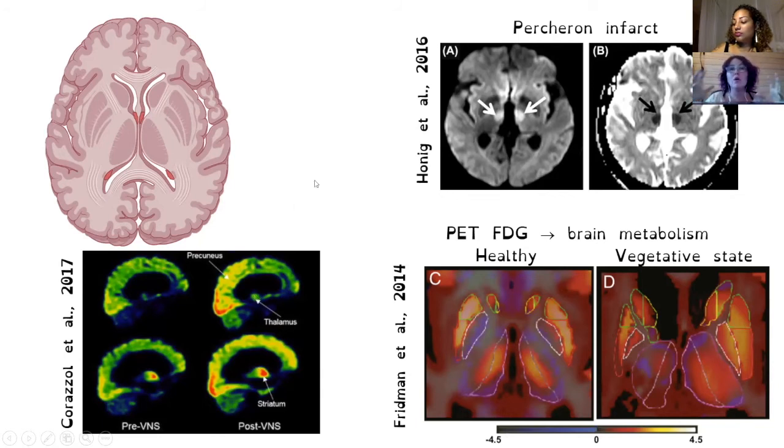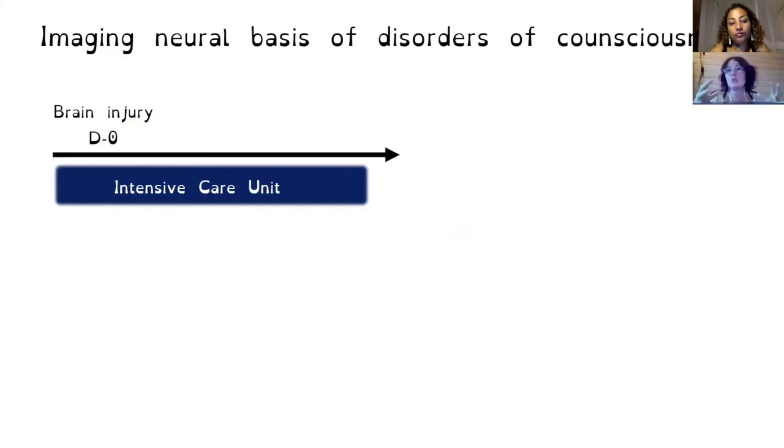So all those elements show that it's also important to look at the subcortical structures and the way that there's communication between subcortical and cortical structures. And this is exactly what we're doing in the research project I'm working on. So in Lyon, we're working on imaging the neural basis of disorders of consciousness.